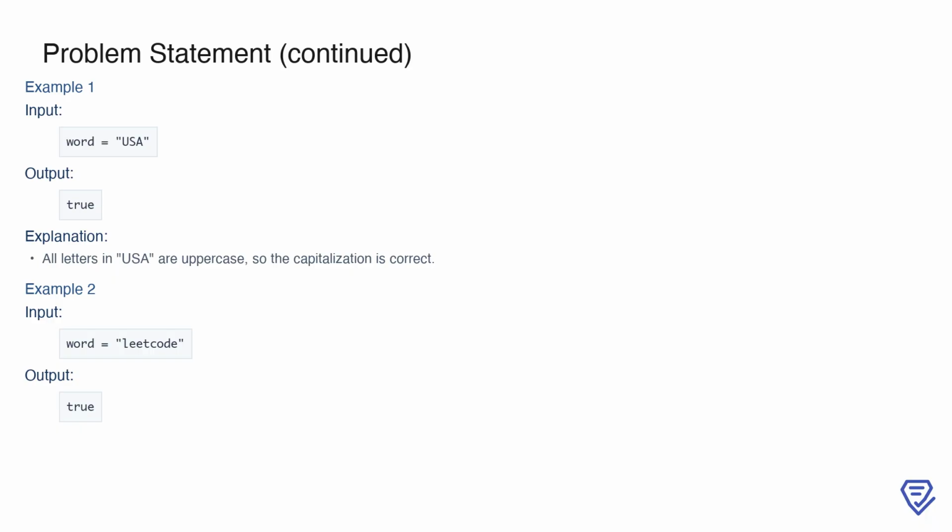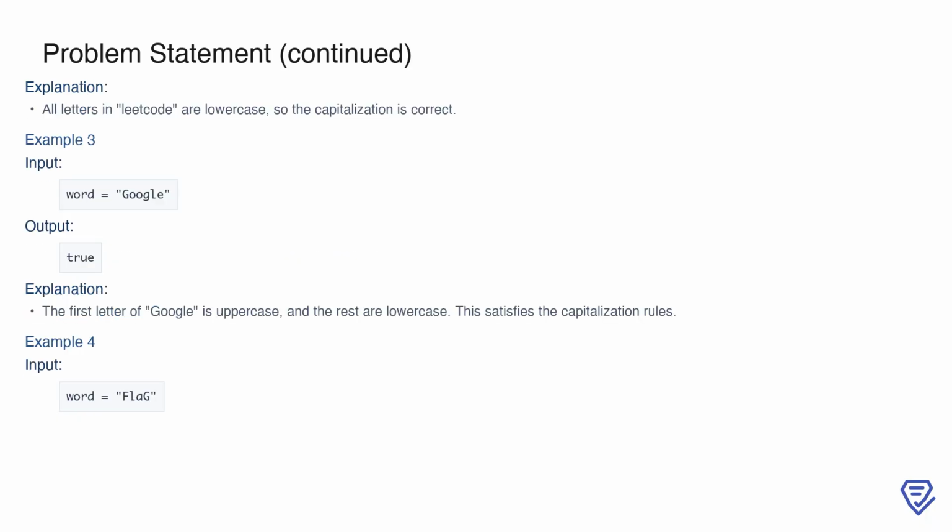Now, consider another example where the input is leetcode. In this case, all the letters in the word are lowercase, which aligns with the second rule. As a result, the output is also true. Now, let's examine another example. This time, the input is Google. The word starts with an uppercase letter, and all the remaining letters are lowercase. This satisfies the third rule for correct capitalization, so the output here is true.